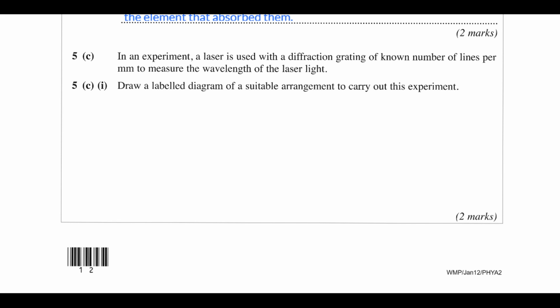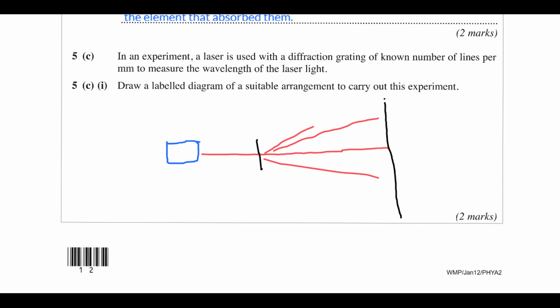So it wants us a diagram of the apparatus. So because it's a laser, we don't need a single slit here. So we've got our laser. Let's say it's shooting red light, and then we're going to have a diffraction grating. We're going to have a screen, and then what we would see on it is essentially it splitting up into the different orders like that. So let's label our pieces. So that's a diffraction grating.